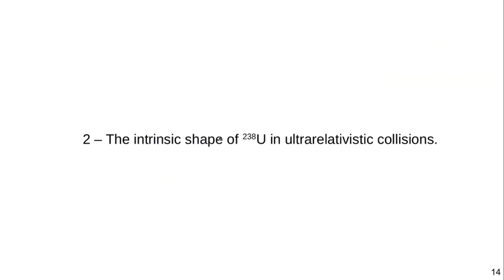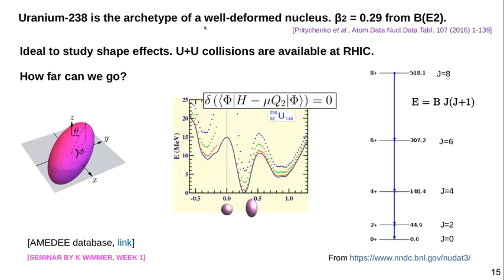And so then uranium-238 comes in. To see these effects, this is actually a very good nucleus because it is sort of the archetype of a well-deformed nucleus. Beta 2 of 0.29, so something very deformed from the spectroscopic data. Uranium-uranium collisions are available at RHIC, and this is really an ideal system.